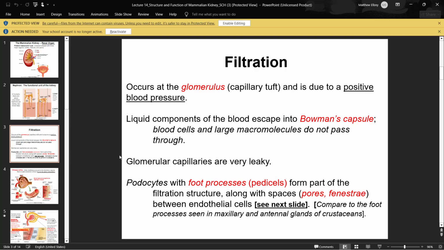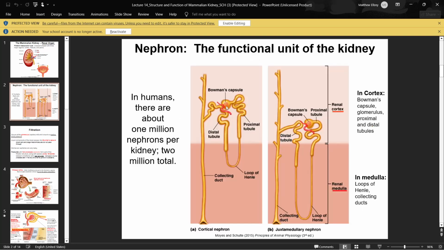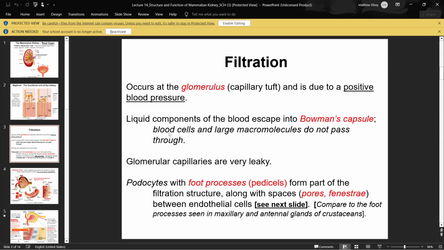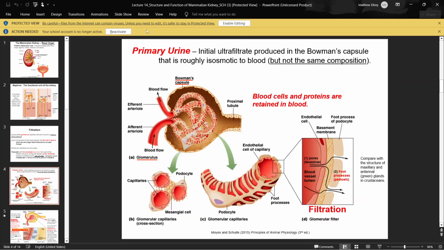And it is also important to note that the glomerular capillaries are very leaky, because obviously if we want this urine or this primary filtrate to leak out of this glomerulus into this Bowman's capsule, we're going to need some quite leaky capillaries for that to happen. Also, something that will come up later is the podocytes, or the foot processes. These pedicles form part of the filtration structure, along with the fenestrations of the endothelium and the glomerular capillaries. That's going to be explained a little bit better on the next slide, but basically the glomerular filtration barrier, what we were talking about here.